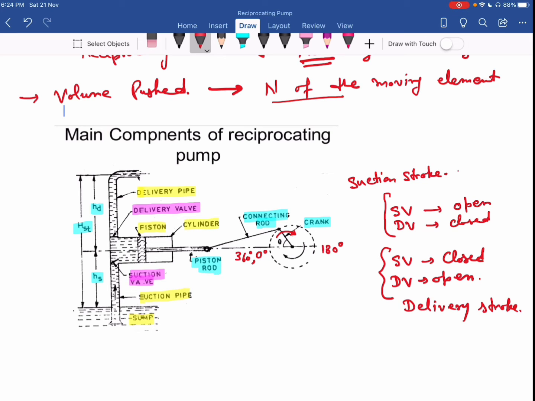Now these two strokes, suction stroke and delivery stroke, complete the one cycle of reciprocating pump. So in one cycle, we have two strokes. Okay, so here we got the water from single side of the piston. So this is also a single acting pump, or you can say this is a single acting reciprocating pump.